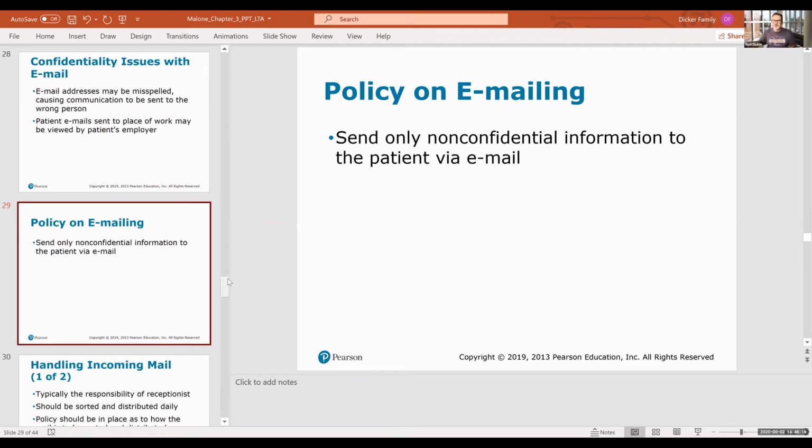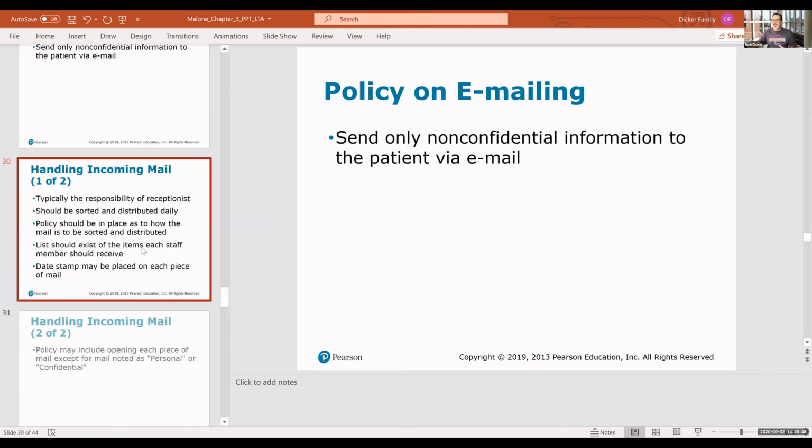Okay. Send only non-confidential information via email. And that's true unless the patient has consented to things like sending their lab work results via their email. The patient's consenting to that as an alternative delivery method. So if the patient is okay with that and has consented to it, and we have documentation of that, then we can go ahead and do that. Otherwise, we shouldn't be sending confidential information via email.